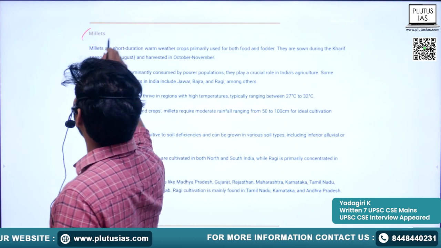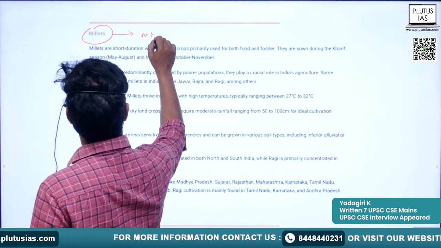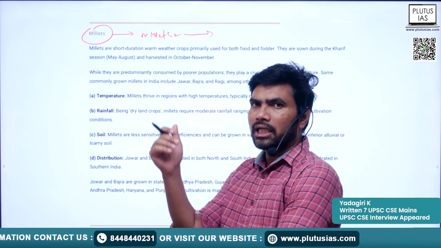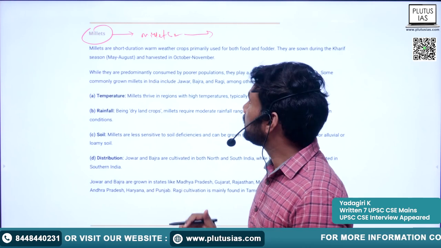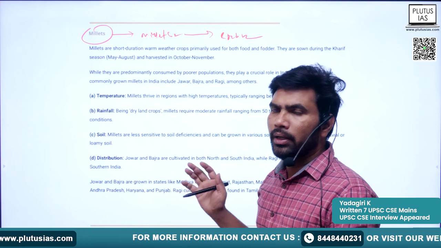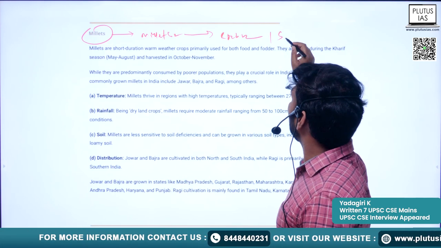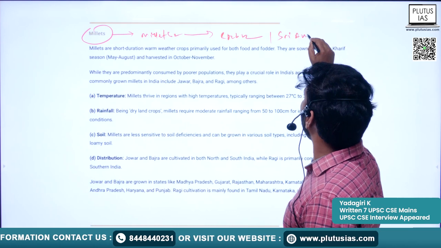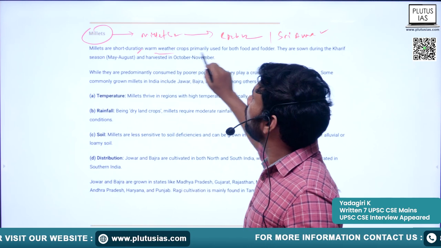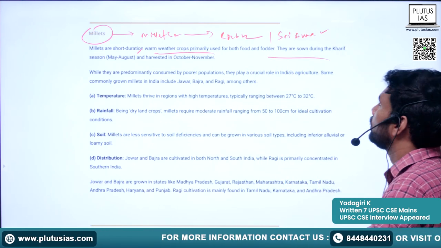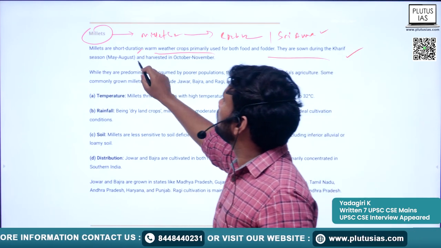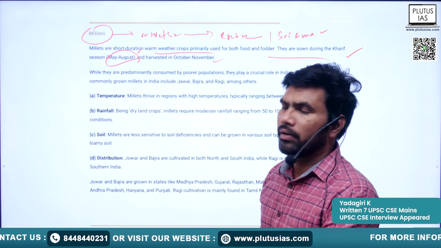Next, another important category of food crops is millets. You know very well that the Government of India is actively promoting the consumption of millets because of the rich nutrients and micronutrients available in them. They are being promoted under the name of Shri Anna. Right. So millets are short duration warm weather crops primarily used for both food and fodder. Right. They are sown during the Kharif season, between May and August, and harvested in October, November. Right.